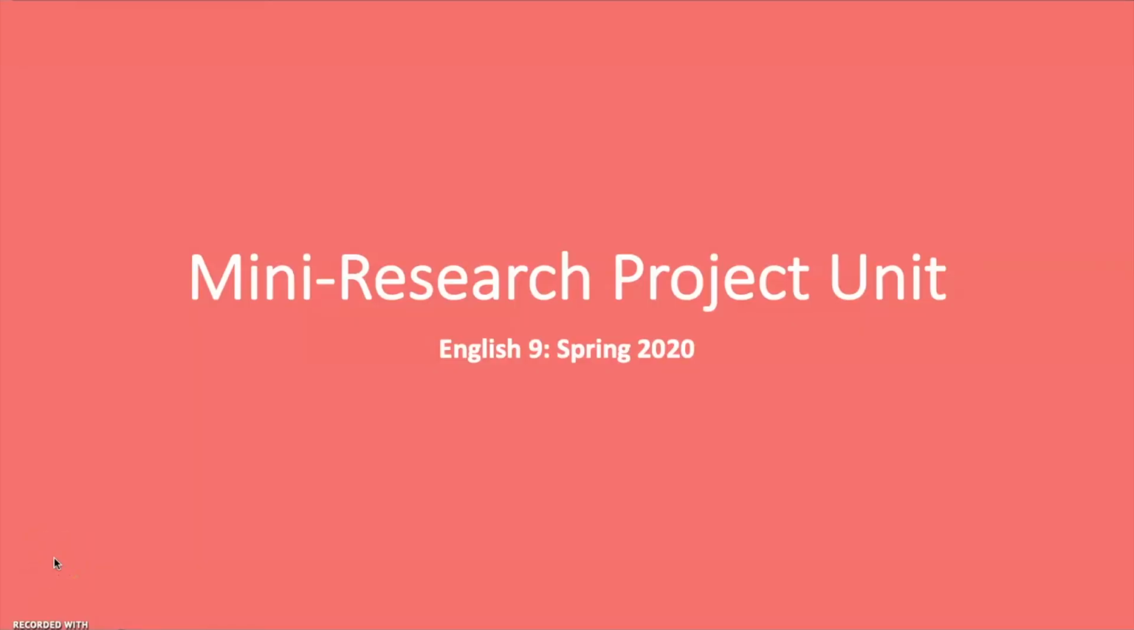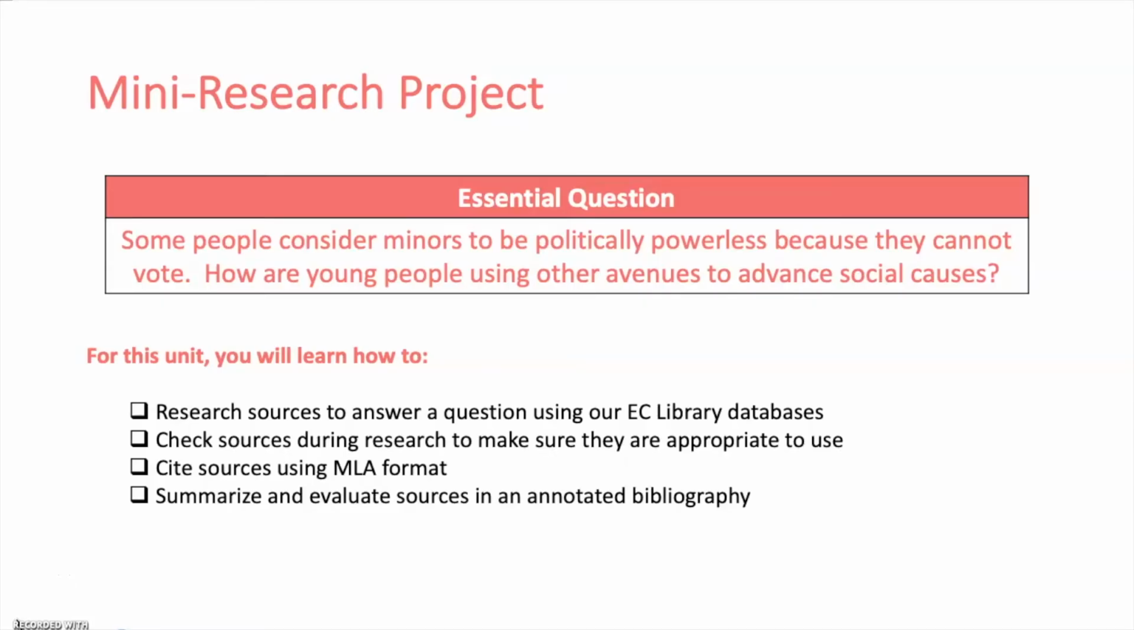All right, here's our introduction to our last unit of the year, and we're going to be doing a little mini research project for our final 4 weeks of the school year. So our essential question that we'll be exploring is this idea. Some people consider minors to be politically powerless because they cannot vote. How are young people using other avenues to advance social causes?